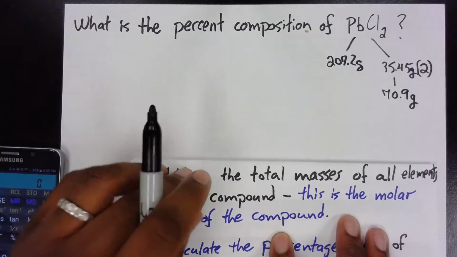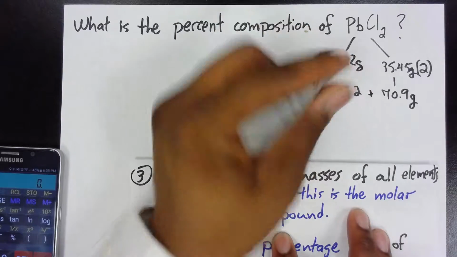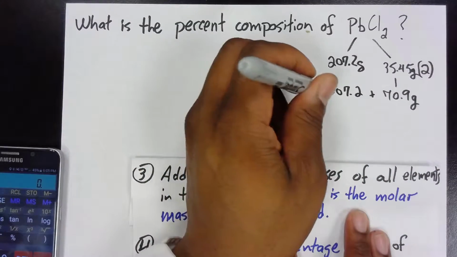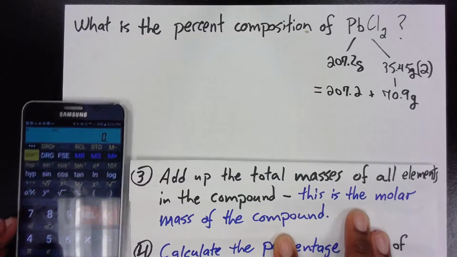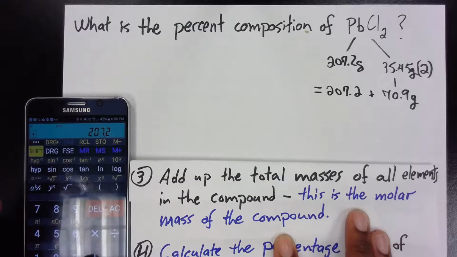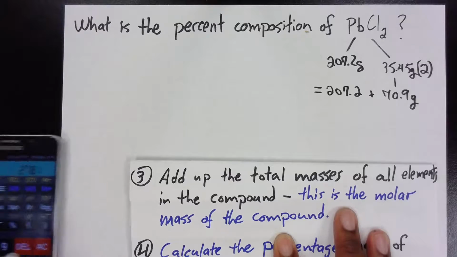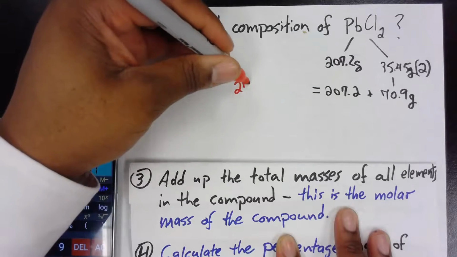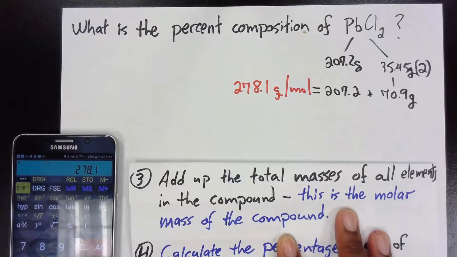And now I'm going to go to my third step, which is to add up the total masses of all the elements in the compound. So 207.2 plus 70.9, that's going to equal my molar mass. Let's see, 207.2 plus 70.9, 278.1. So the molar mass of lead chloride is going to be 278.1 grams per mole. Here we go.